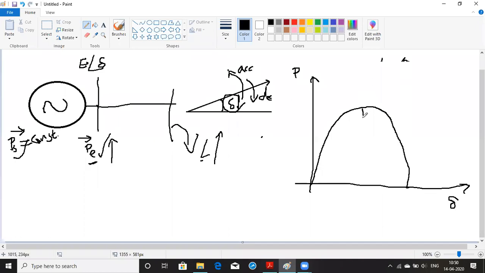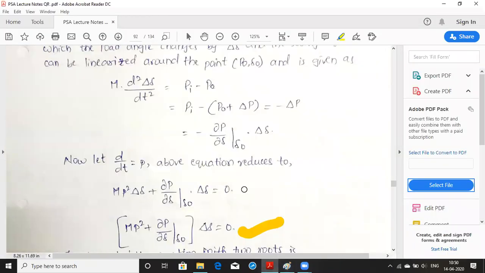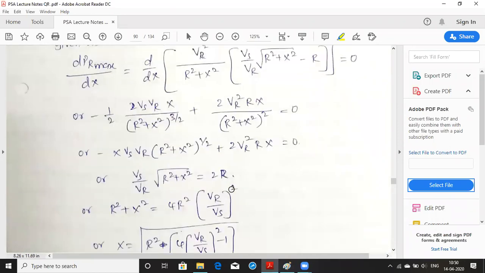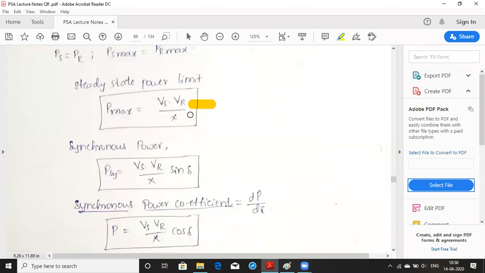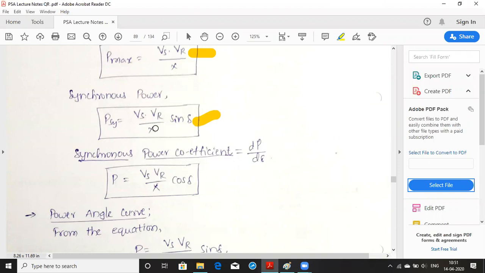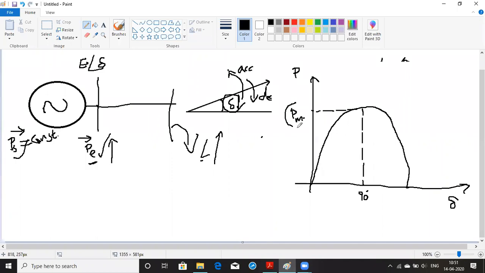You can see this is the maximum power, that is when delta is equal to 90 degrees. When delta is equal to 90 degrees, this is the maximum power which the synchronous generator can deliver. In this equation, this is the maximum power, VS VR by X, when delta is equal to 90 degrees. That value is this one.